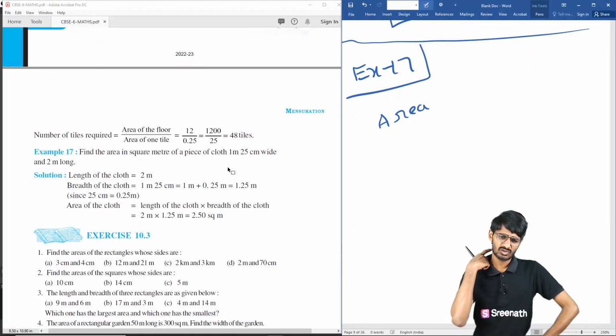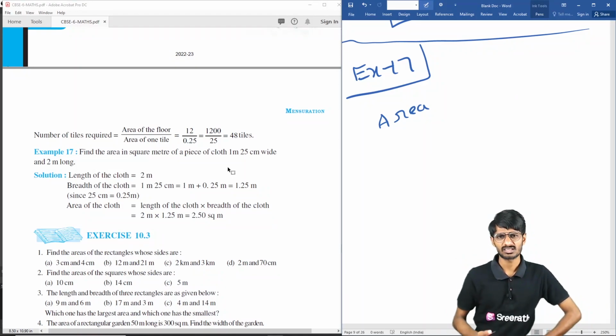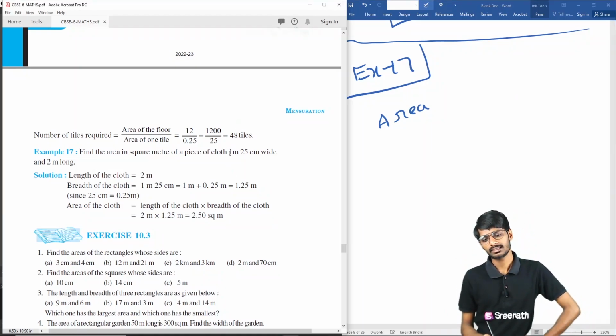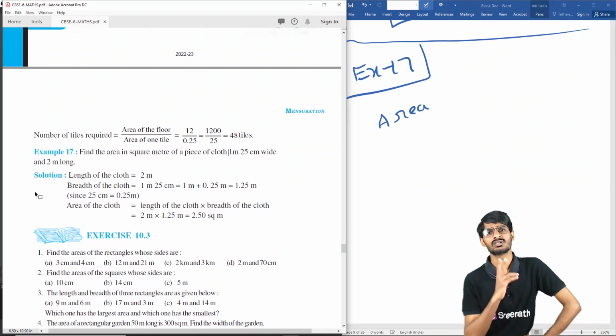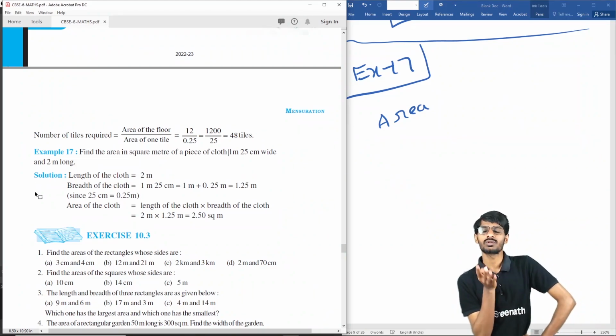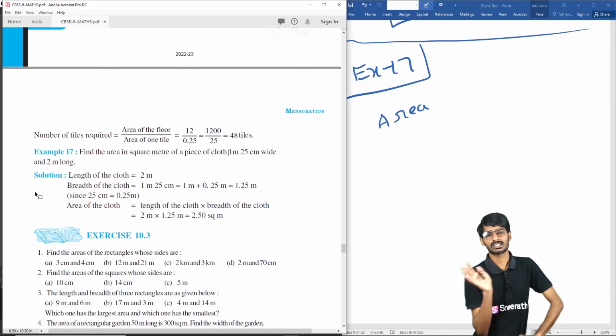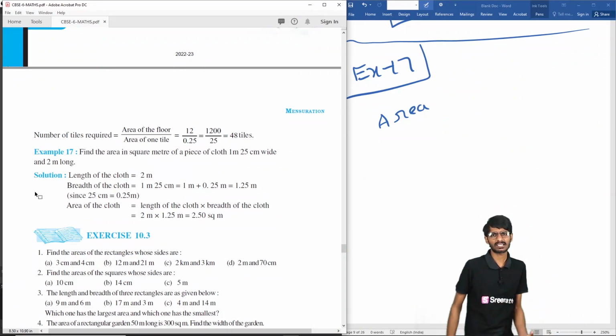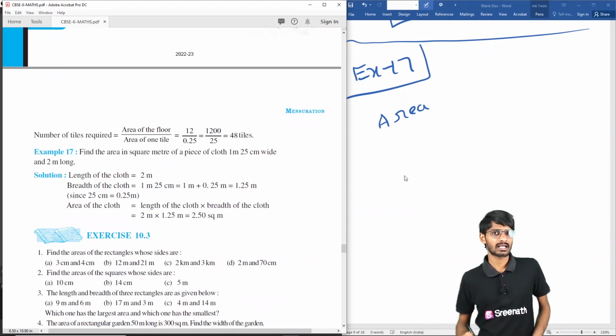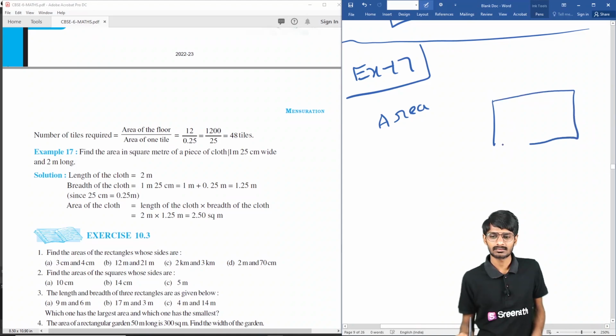They have given you the length and two values, and those two are not equal. We know a square means both sides are equal, but here they are not equal. So it is a rectangle, and we also know cloths like sarees are in a rectangular shape. So what is its width? 1 meter 25 centimeters wide. How much is it long? It is 2 meters long.